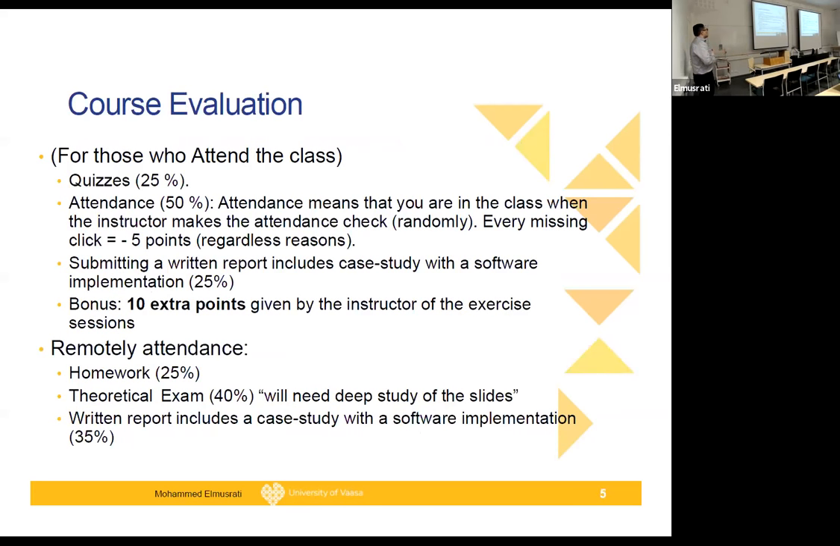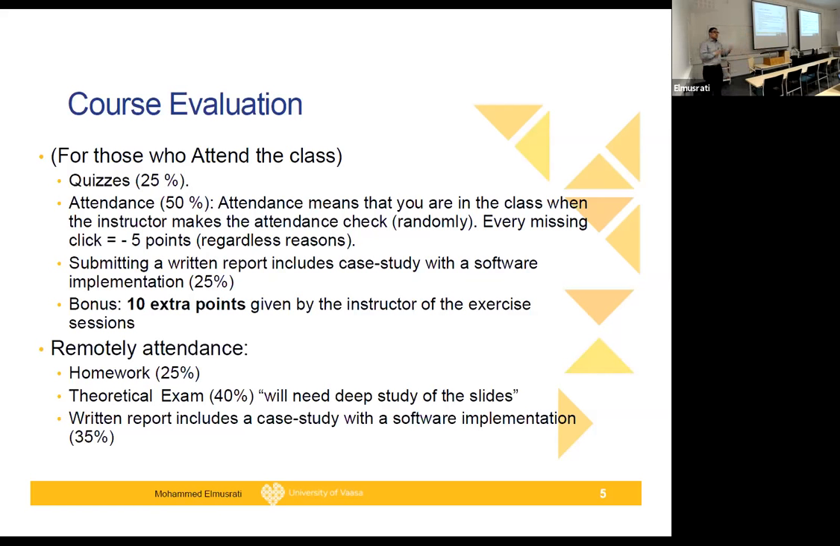Okay, so course evaluation. How will be the assessment of the course? Actually, we have two kinds of students here. Some are attending the class and some are remote attenders. For those who attend the class, we would have quizzes, 25% of the course. Attendance would be 50%. So by attending all the lectures, you will get 50%. But if you miss any class or any lecture, then you will lose 5 points.